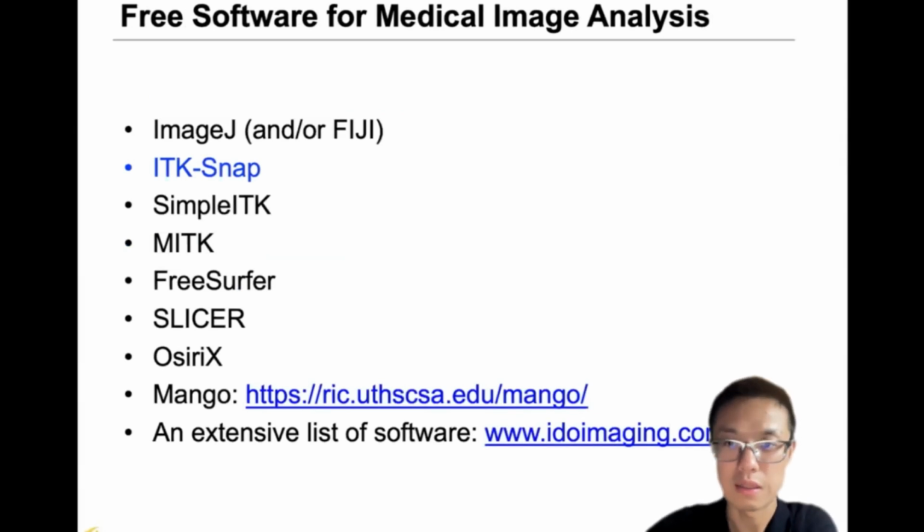So I think so far we've talked about these popular imaging modalities.